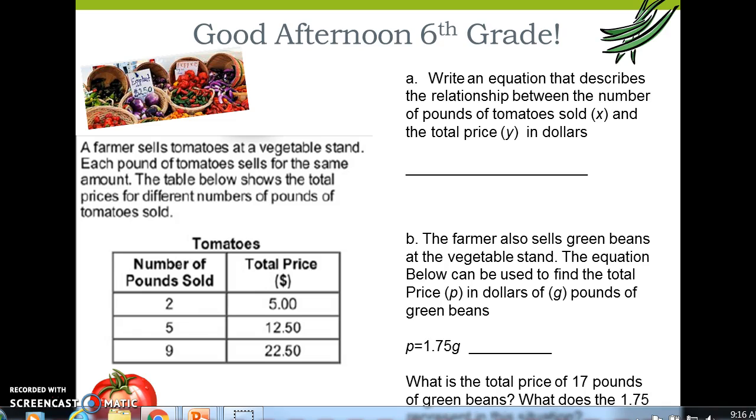All right, so think about that for a minute. How do we do this? How would we write an equation so that we could describe a relationship between the number of pounds of tomatoes sold, X, and the price in dollars? Okay, so I hope you're thinking about if 2 pounds is $5, how much does 1 pound cost? And then how can we create an equation so that we can plug any number of pounds sold in?